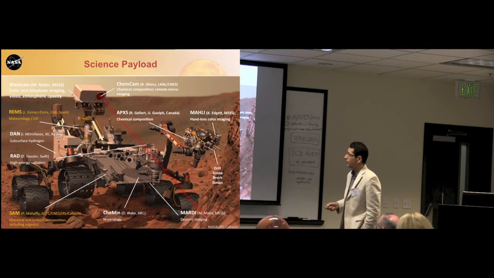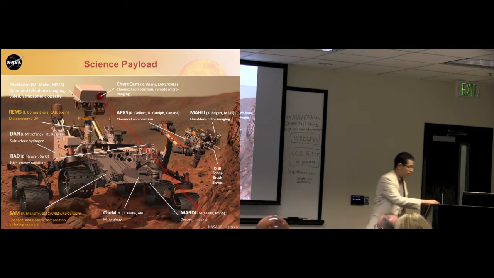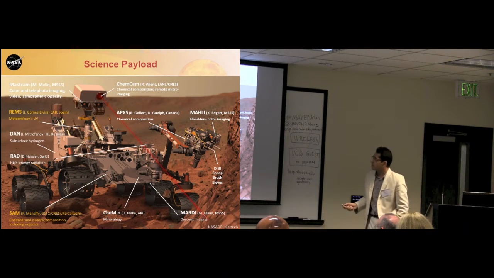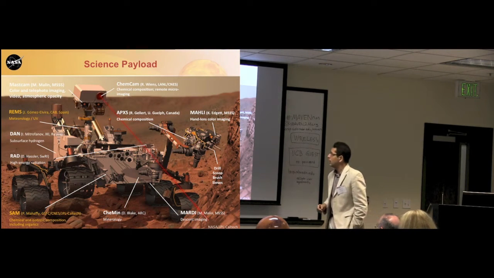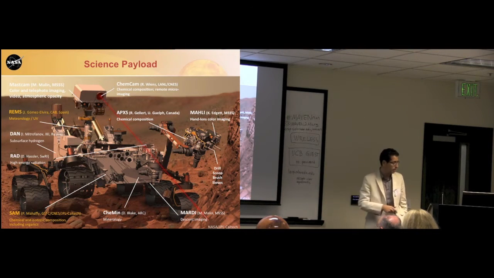The first one is DAN. It basically detects subsurface hydrogen-bearing minerals through neutron analysis. APXS is a contact instrument that provides chemical composition by looking at X-ray spectrometry.